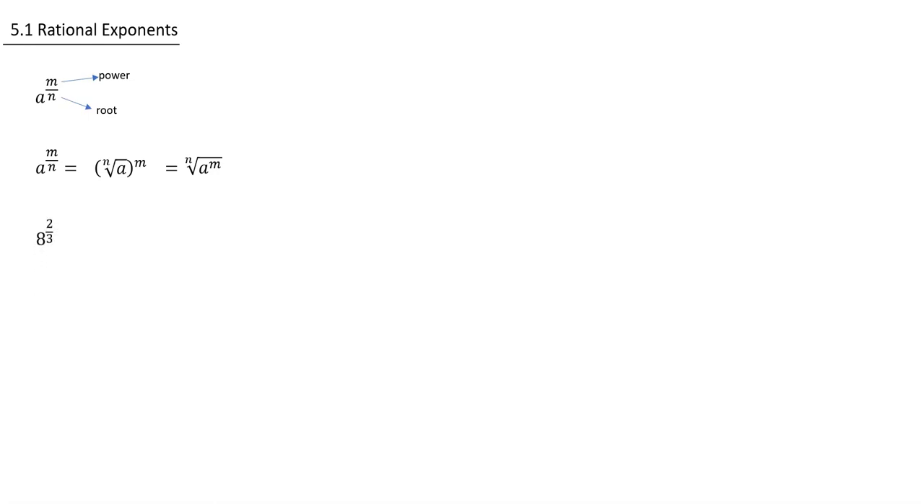So if I have 8 to the 2/3 power, if I take the root first, I'm going to take the cube root of 8 and then square it. The cube root of 8 is 2, so that's 2 squared, which is 4. Now I could have taken the power first. I could have taken the cube root of 8 squared. 8 squared is 64, and the cube root of 64 is still 4.